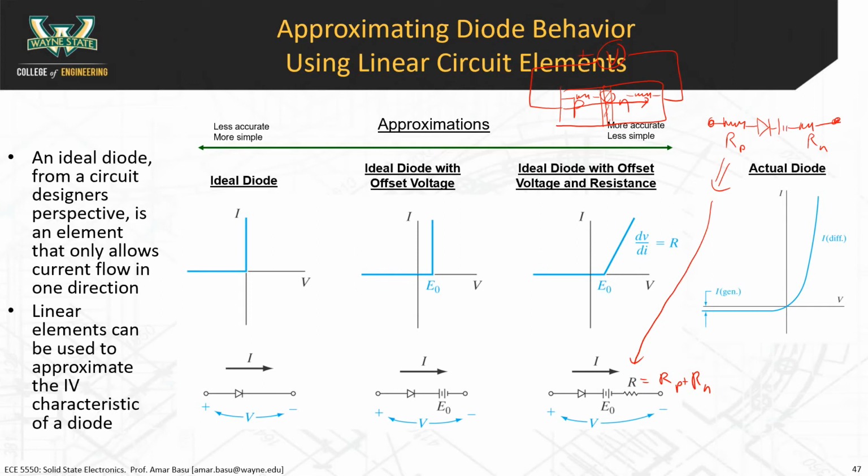Now you all already know how to calculate RP and RN, right? Because we did that in chapter 3. If you know the doping of the diode and you know the cross-sectional area and length of the diode, you can calculate its resistance. All right, so these are three models of the diode that can be used for approximations in circuits.